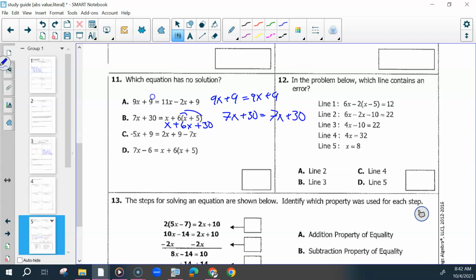Combining our like terms for c, negative 5x plus 9 equals negative 5x plus 9. Distribute x plus 6x plus 30. 7x minus 6 equals 7x plus 30. So you have to get that part first, and then remember that if it looks identical on both sides, that's infinitely many. So not A, not B, not C, so D. They have to have the same coefficient, the number in front of the x, and different constants.